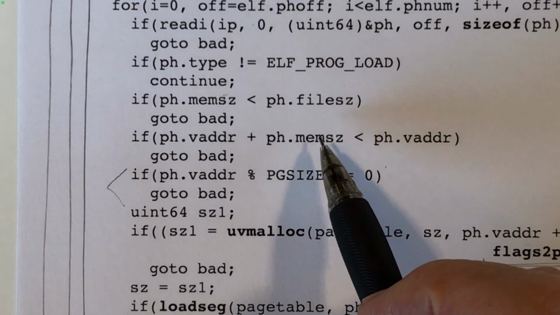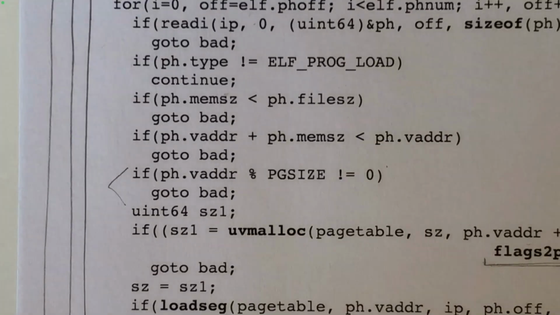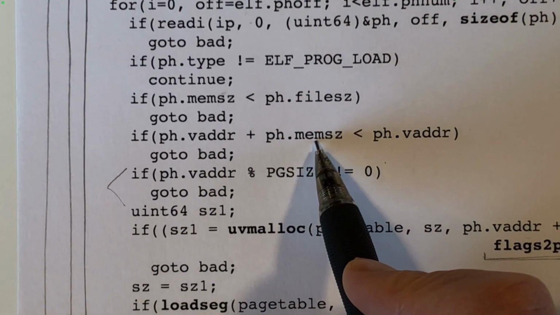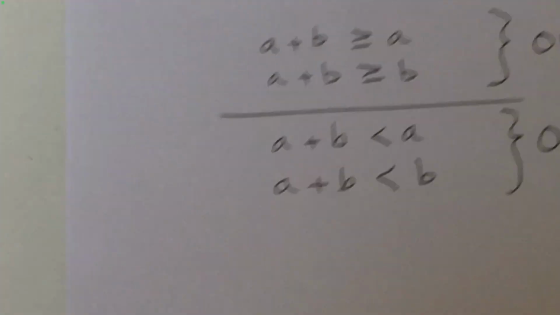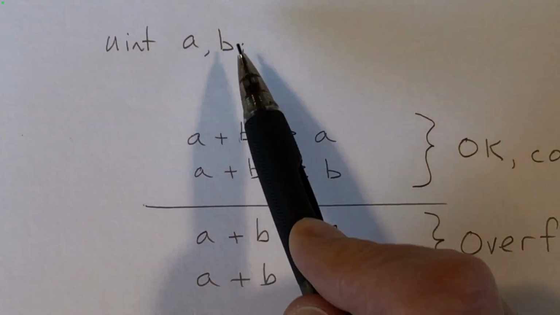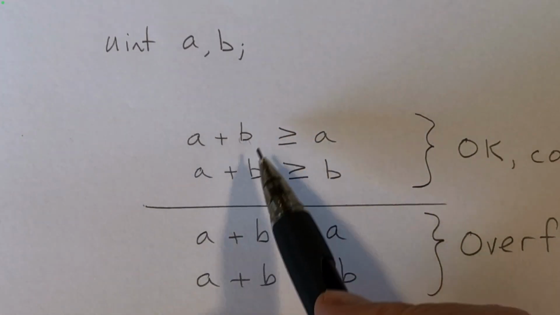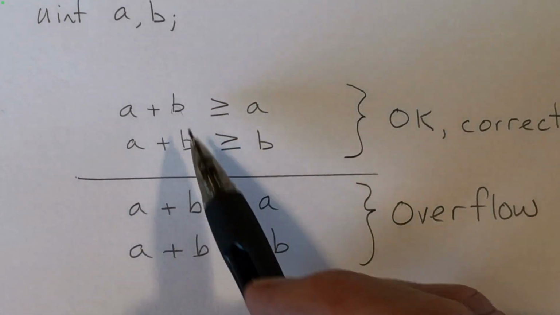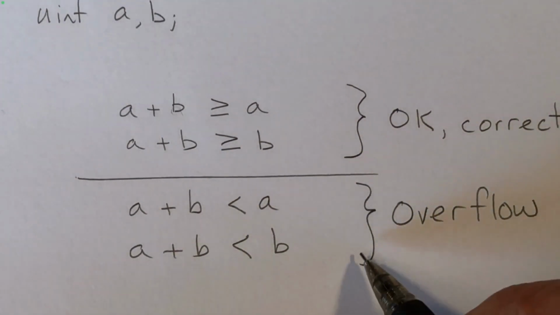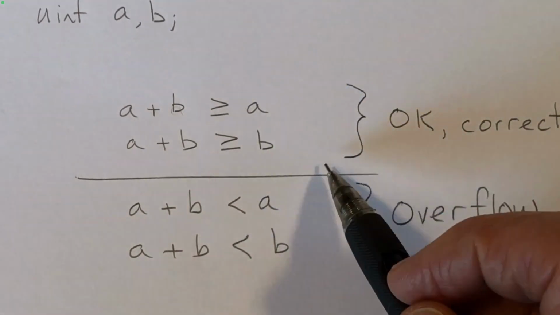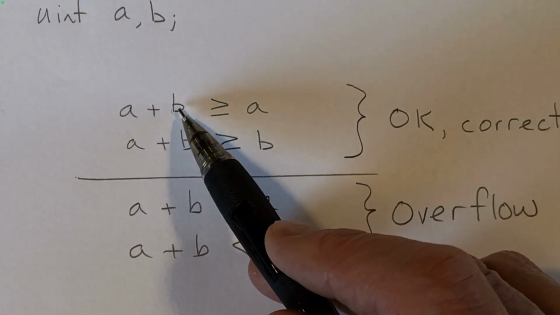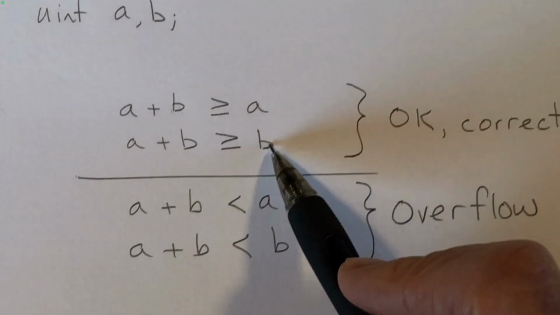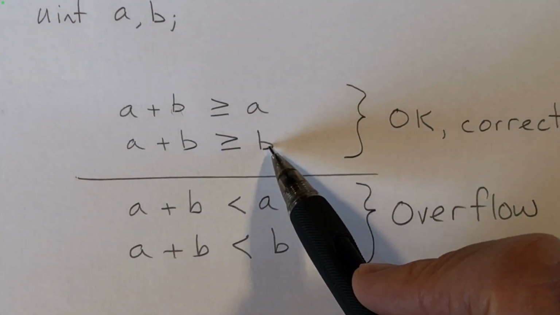Next, we're adding vaddr plus mem size and checking it. Now, what's going on there? Well, remember that vaddr and mem size are unsigned integers. And just to refresh your memory, whenever we have unsigned integers and we add them, there's a possibility of overflow. And if overflow occurs, then the answer will be incorrect. And if overflow does not occur, then the answer will be correct. And if the answer is correct, and there's no overflow, then the sum will be greater than or equal to A, and will be greater than or equal to B, because these are 0 or larger.